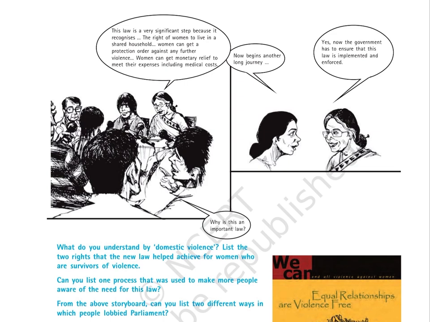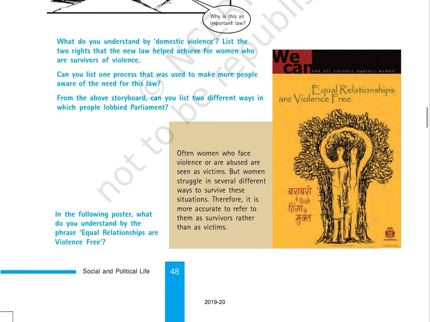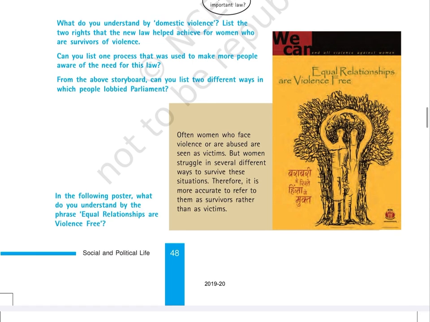What do you understand by domestic violence? List the 2 rights that the new law helped achieve for women who are survivors of violence. Can you list one process that was used to make more people aware of the need for this law? From the above storyboard, can you list 2 different ways in which people lobbied Parliament? In the following poster, what do you understand by the phrase, equal relationships are violence-free?